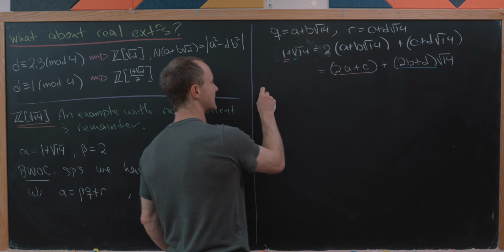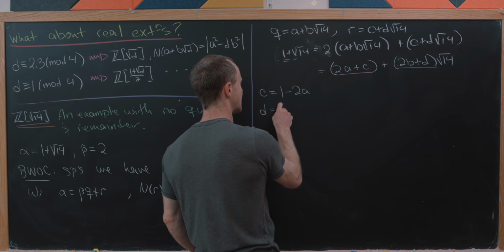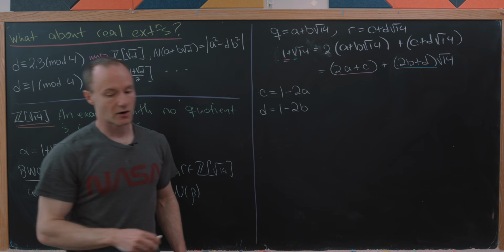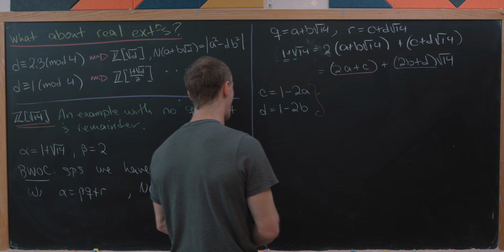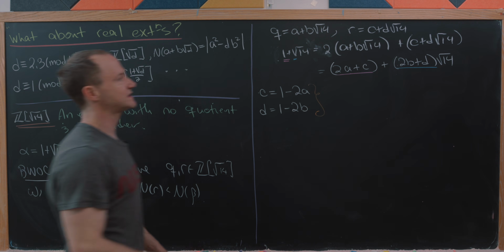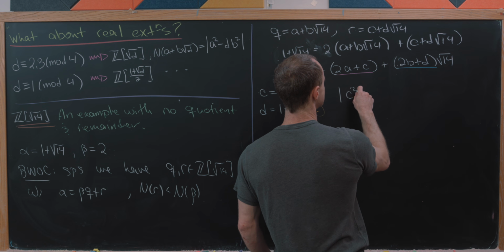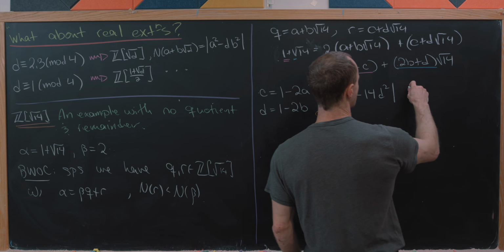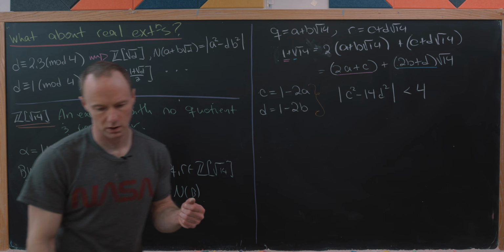So pretty quickly that tells us that c has to be 1 minus 2 times a, and d has to be 1 minus 2 times b. Now, furthermore, we're going to need the norm of R to be less than the norm of beta. So notice that the norm of R is going to be the absolute value of c squared minus 14d squared, and the norm of beta, that's the norm of 2, that's just equal to 4.